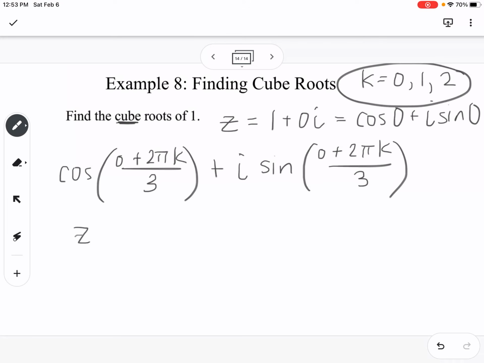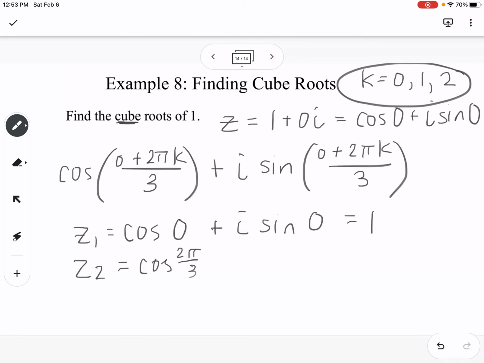Our first one: if we put 0 in for k, that's just going to cancel out and be 0, plus i times the sine of 0, so that's going to equal 1. And we know that. We know 1 is a cube root of 1. Then our complex roots: if I plug 1 in for k, that would be 2 pi over 3, so it would be cosine of 2 pi over 3 plus i sine of 2 pi over 3. And so we would get negative 1/2 plus the square root of 3 over 2.